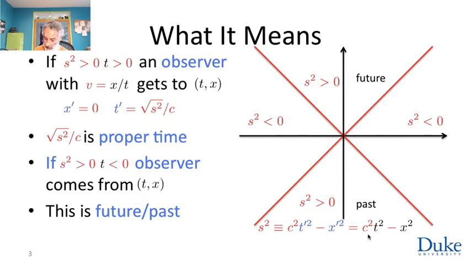Remembering that s squared is c squared t squared minus x squared, this means that if I put some event over here at positive t, since ct is bigger than x, now I'm making everything positive so I can take the square roots, that means that x over t is less than the speed of light, c. So I can construct an observer. I can throw a rock or construct an observer that starts at this event and ends up here.